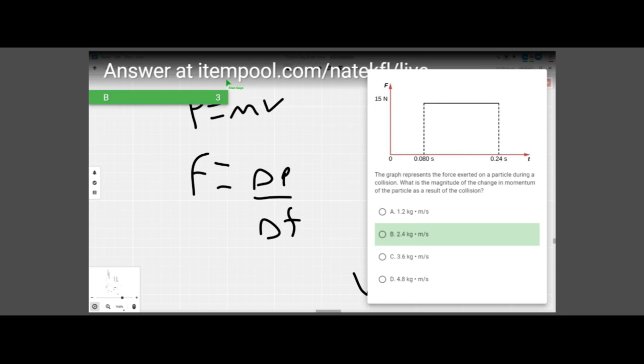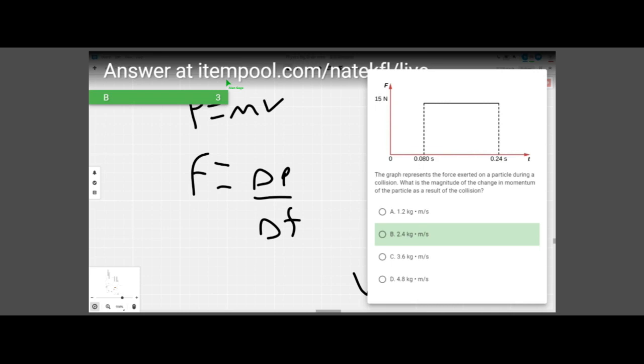Using the formula that you gave, I multiply the change in time times the force in newtons to find the change in momentum. I just used 15, which I was kind of unsure about, but I went with my gut. I did 15 as F, and the change in time is 0.24 minus 0.080, which was 0.16. So I multiplied 15 times 0.16 and got 2.4.